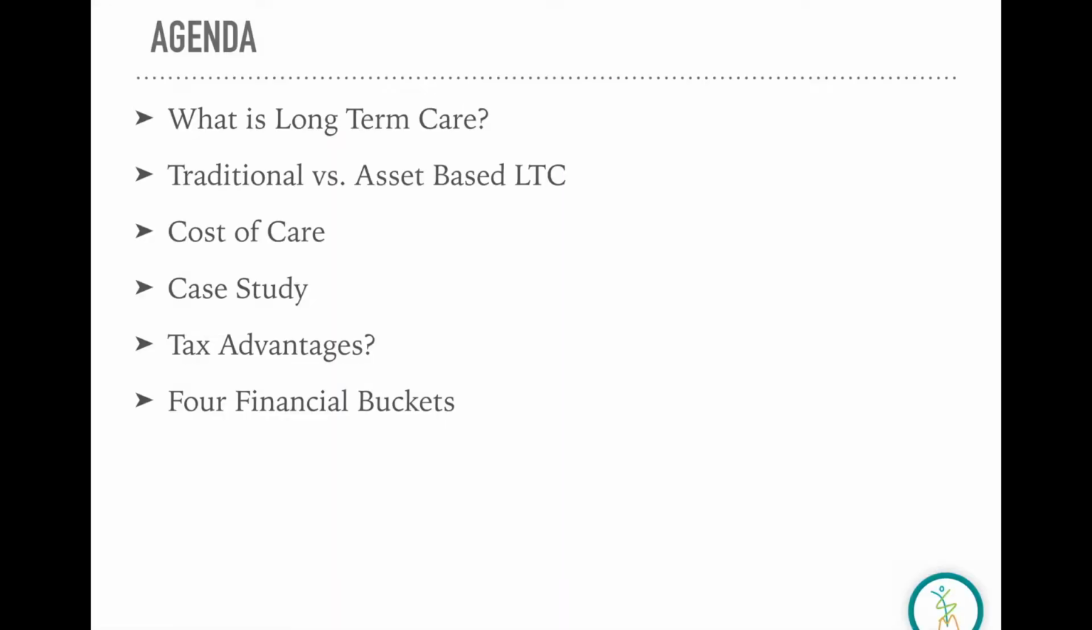So, we're going to go over the agenda real quick. We're going to cover what is long term care, do a side by side analysis of traditional versus asset based long term care, give you the tips and tricks of the trade so that way you know the costs of care on a national average. We're going to go over a case study, talk about any potential tax advantages, and go over the four financial buckets, which is the key to selling tons and tons of long term care.